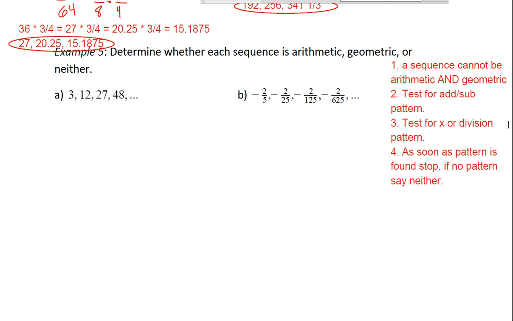Okay, so we check out the addition and subtraction. So if I check this one, how do I go from 3 to 12? Well, I add 9. How do I go from 12 to 27? 27 minus 12 would be 15. And 27 to 48 would be 21. So not arithmetic. Okay, then we have to test our ratios. So we're going to put 12 over 3. Okay, well that is equal to 4.